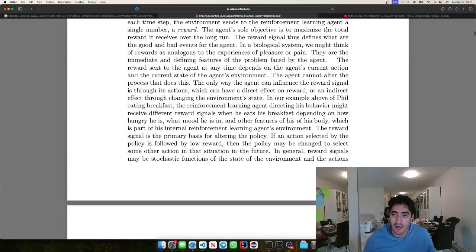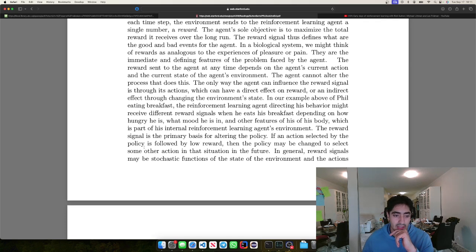In our example above of Phil eating breakfast, the reinforcement learning agent directing his behavior might receive different reward signals when he eats his breakfast depending on how hungry he is, what mood he is in, and other features of his body, which is part of his internal reinforcement learning agent's environment. The reward signal is the primary basis for altering the policy.